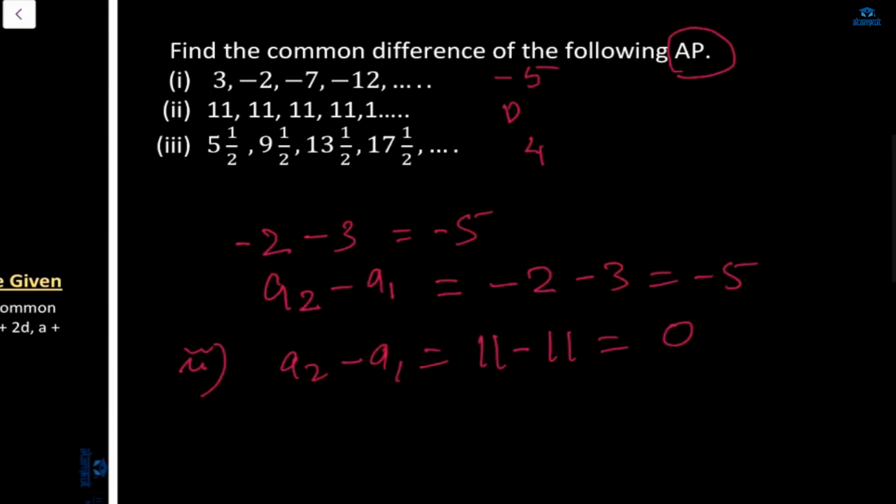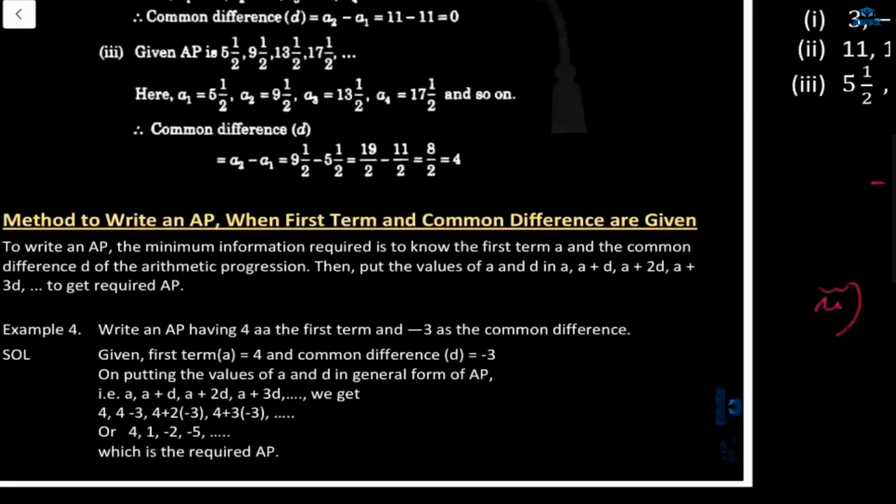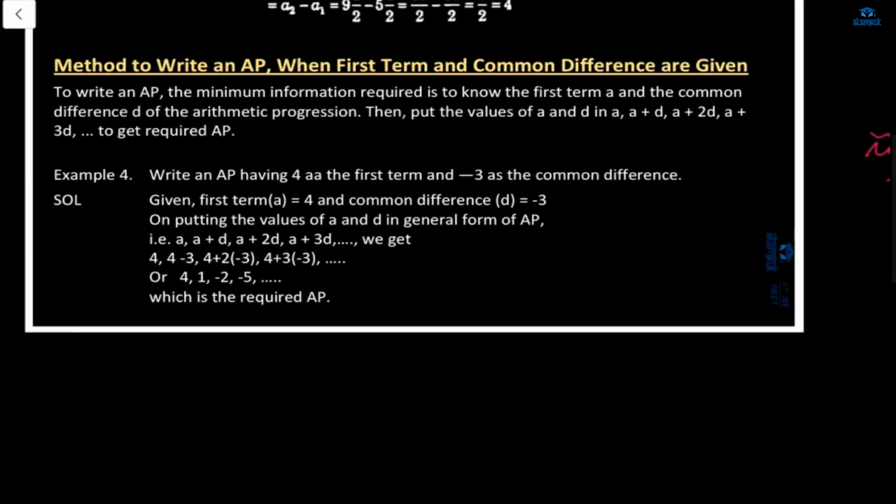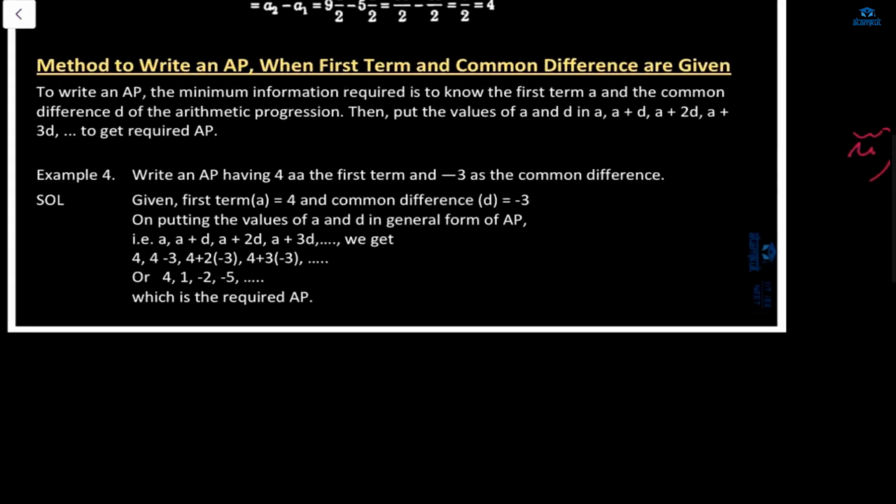We just need to find out what is the common difference. Okay. Next. Now, come here. Method to write an AP when first term and common difference are given. Now, how can you write an AP, given the complete AP, when your first term and common difference are given?